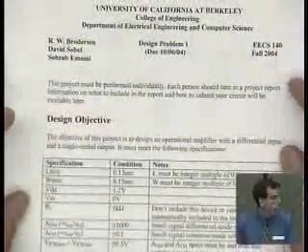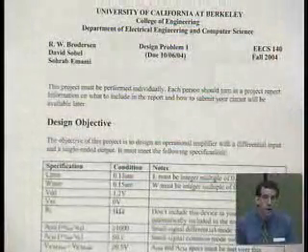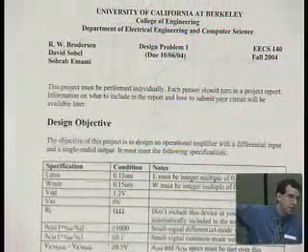So this is design problem 1. Okay. Show of hands, how many people have had the chance to at least glance at it?